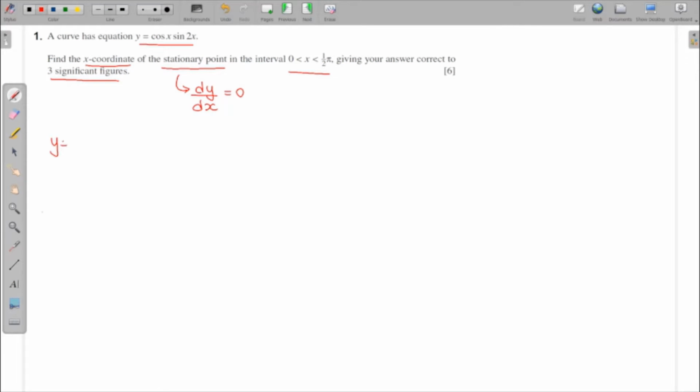So the equation of the curve that is given to us is y equal to cos x sine 2x. So to differentiate this, we can use product rule. So in product rule, the formula is what? The formula is dy by dx is equal to u dv dx plus v du by dx.